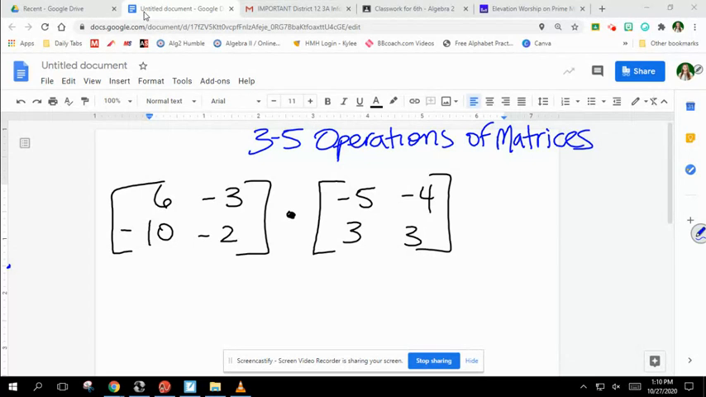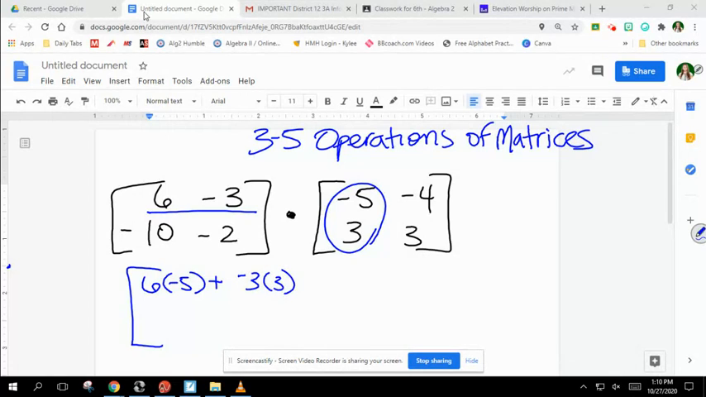And the answer is no. Okay, it's a little bit more complicated on the multiplication piece. I like to think horizontal times vertical. So you actually are taking both of these numbers times the vertical negative 5 and 3 and adding it together. Okay, so just kind of watch this first one and then I'll see if y'all can do the second one. So I take 6 times negative 5 and add negative 3 times 3.